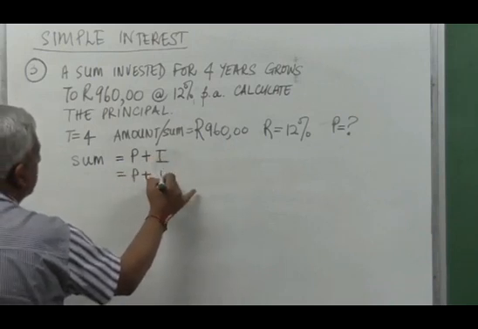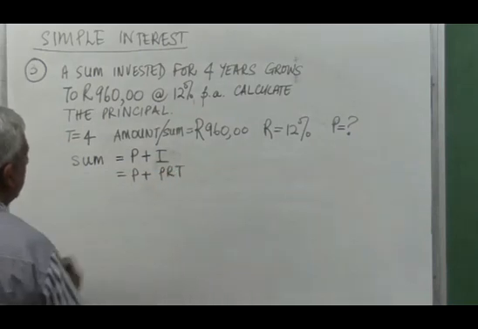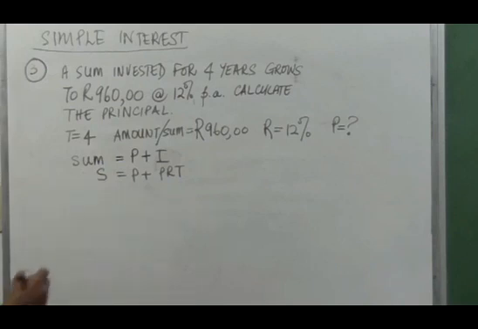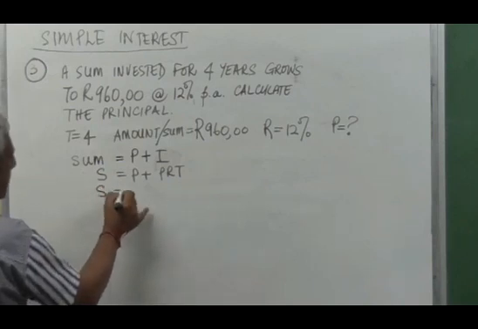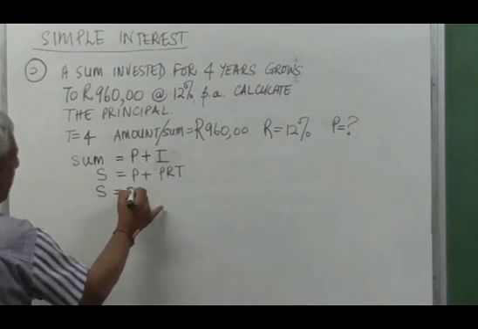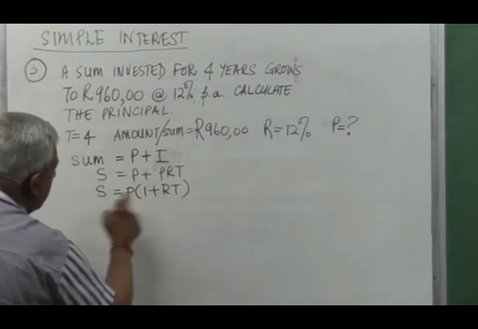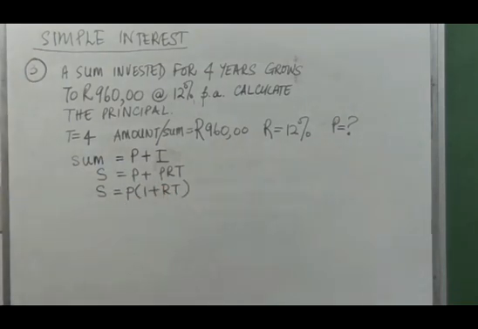The formula for interest is PRT. Instead of writing the word sum, we're going to write S. Now S is equal to P plus PRT. You remove the common factor P: P into 1 plus RT. So that's a convenient formula to use. Let's go through this slowly. We're trying to solve this problem. We know the time, we know the sum, we know the rate, but we don't know the principal.